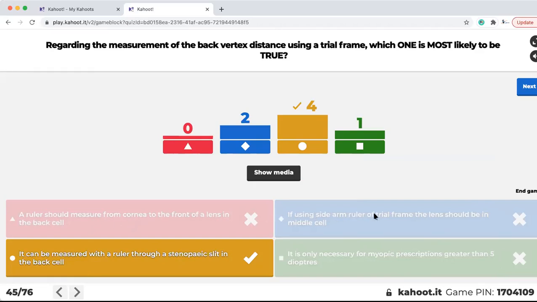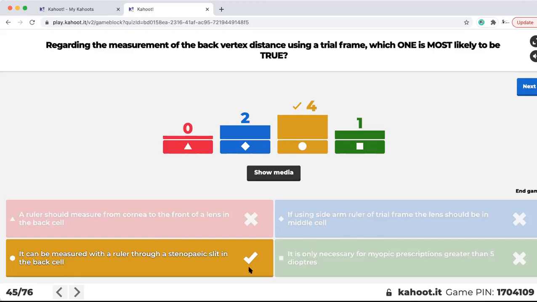Yes, the side arm ruler of the trial frame can be used, or we can use a ruler measuring from the side or through a stenopeic slit, as I am going to show you now. But the rule is that we always measure from the back cell, not from the front cell, not from the middle cell. It is always from the back cell, whether we are using the stenopeic slit or the side arm ruler of the trial frame.